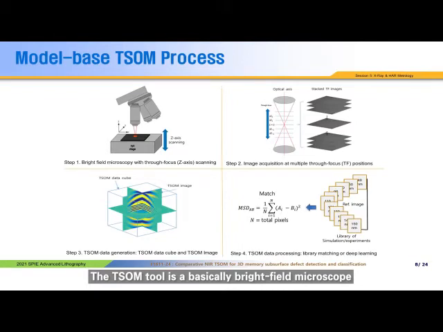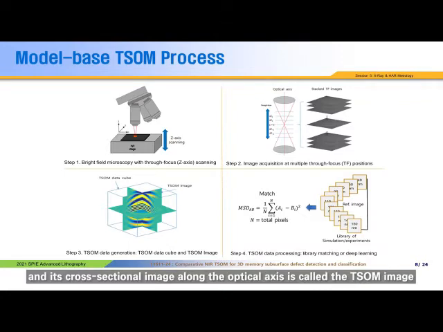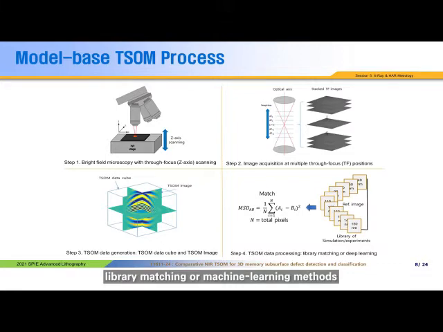The TSUM tool is basically bright field microscope. The tool takes multiple images at multiple through focus positions while continuously moving the wafer stage along the optical axis. The accumulated data cube is called TSUM data cube, and its cross-sectional image along the optical axis is called the TSUM image. Existing TSUM method extracts nanometer scale sensitivity information by library matching or machine learning method.